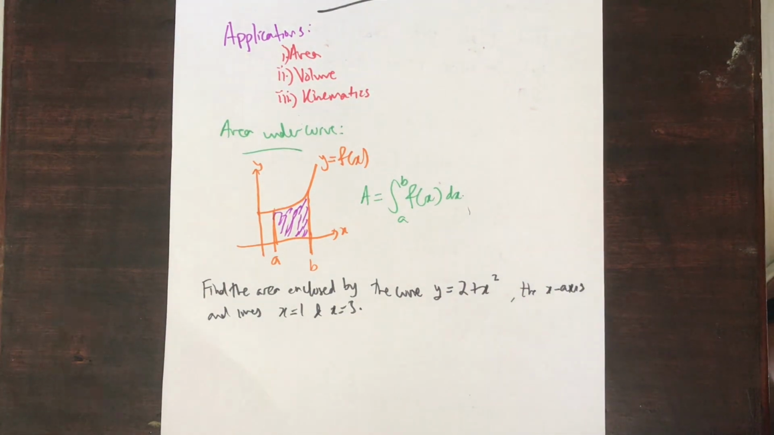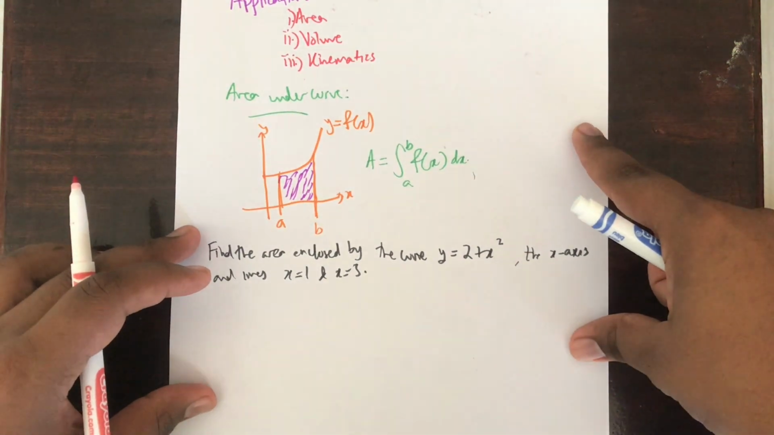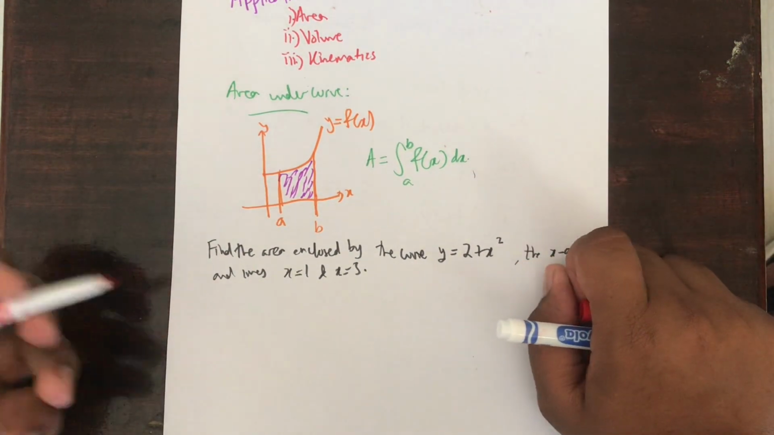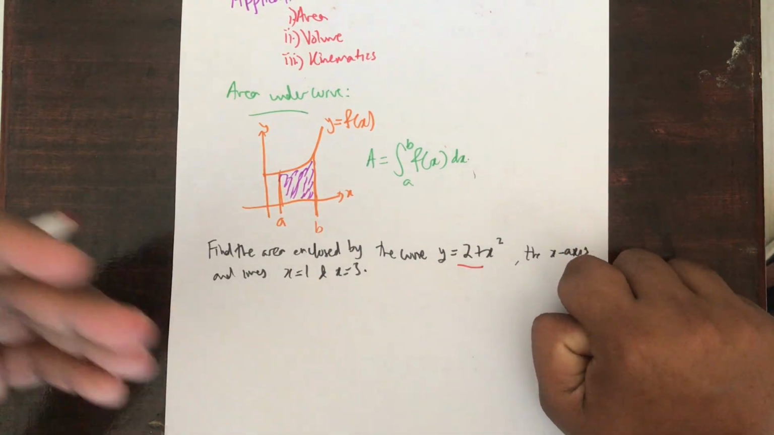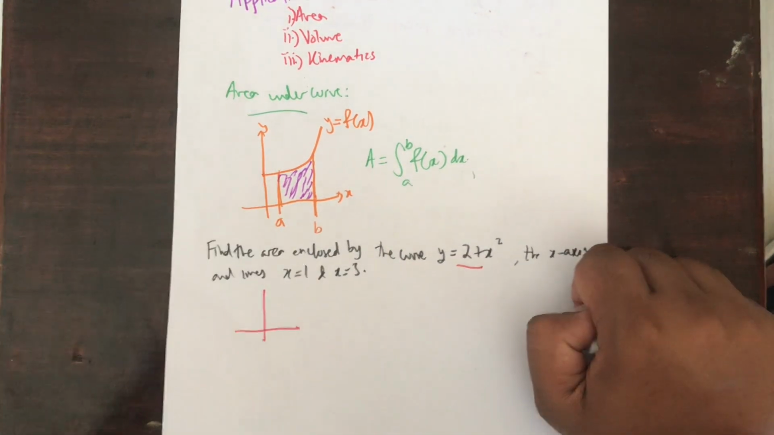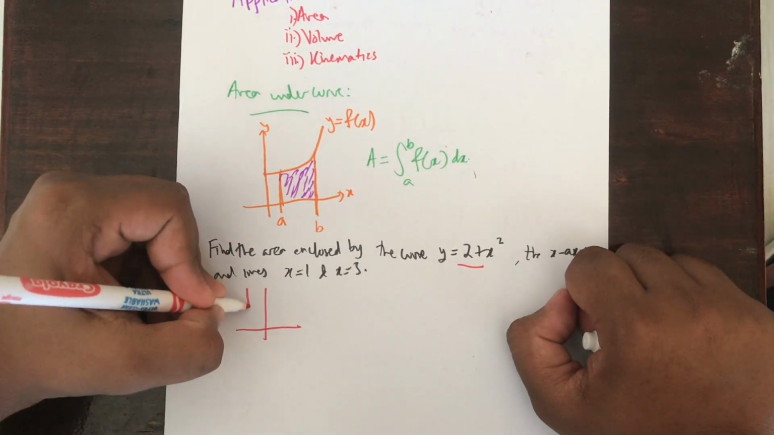We are asked to find the area under the curve y equal to 2 plus x squared, the x-axis, and the lines x equal to 1 and x equal to 3. First of all, let's sketch this curve. If you don't know how to sketch this curve, or if you're not comfortable sketching it manually, you can use your graphical display calculator.